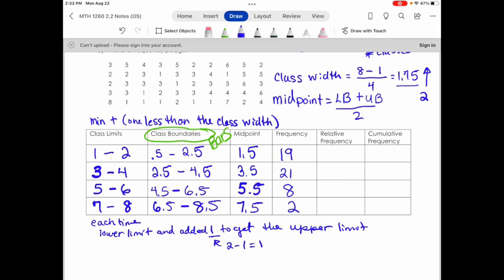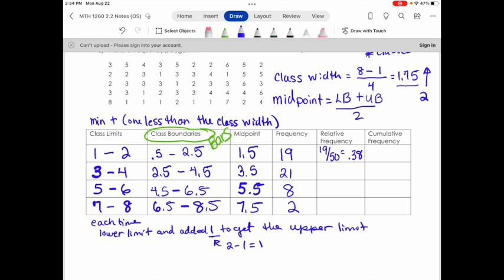Okay, so since there are 50 values in this data set that we just looked at, and 19 of them fall between 0.5 and 2.5, we're going to say that the relative frequency is 19 out of 50. And then, of course, we can put that in decimal form if we want, and I'm going to put it as 0.38. Or you can say 38%. 38% of the data lies between 0.5 and 2.5 on that first class.